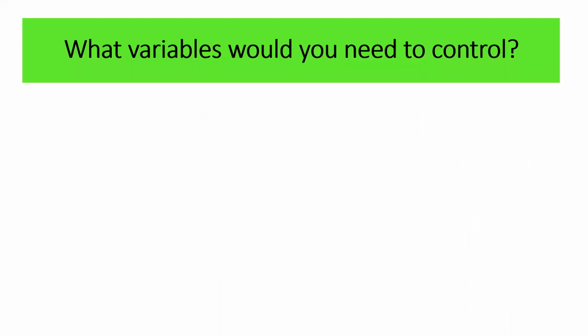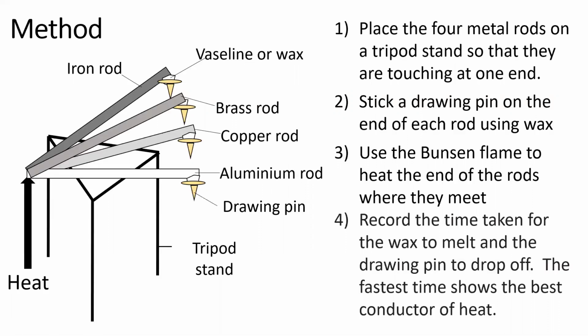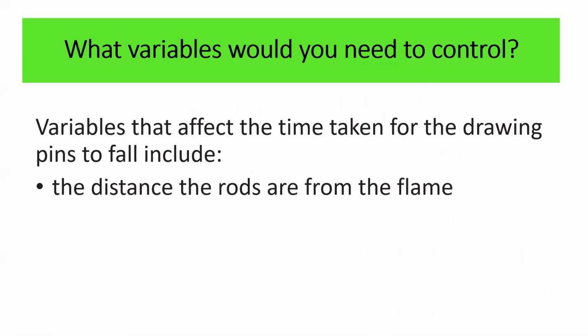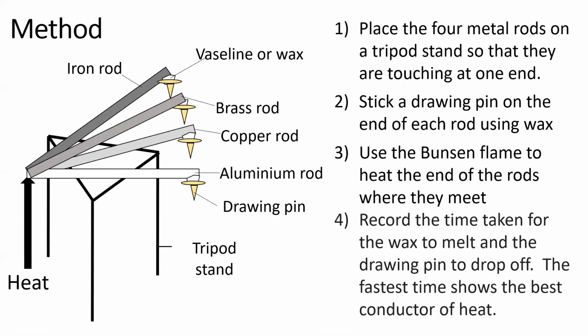So what variables would you need to control? If we look back at this diagram, you'd want to use the same amount of wax or the same amount of Vaseline to ensure that your results can be compared. Any variable would be something that could affect the time taken for the drawing pins to fall. If you use more wax, it would take longer to melt. Similarly, the distance the rods are from the flame. So you would need to make sure that your rods were all the same distance from that hot flame of the Bunsen burner.